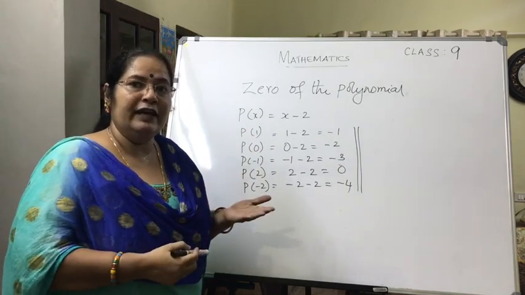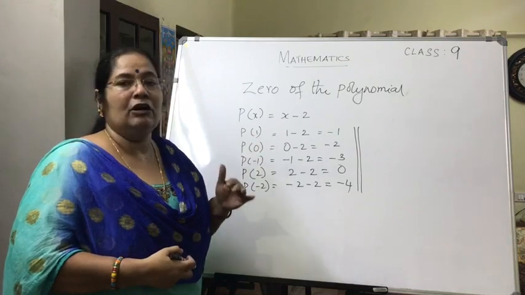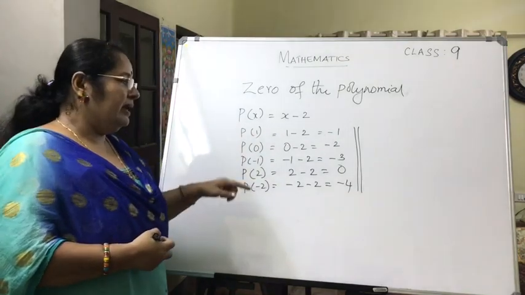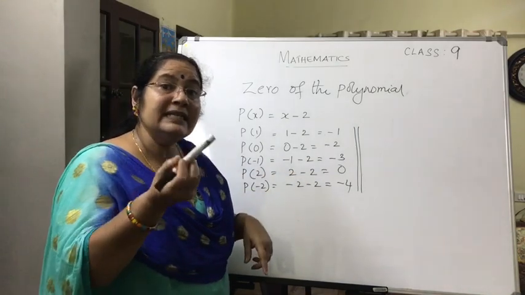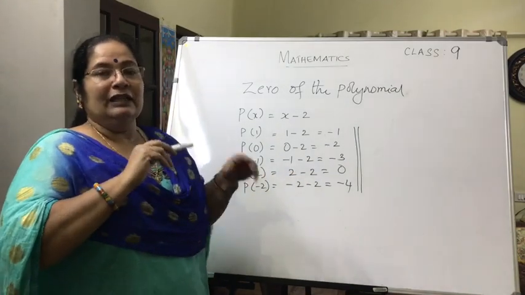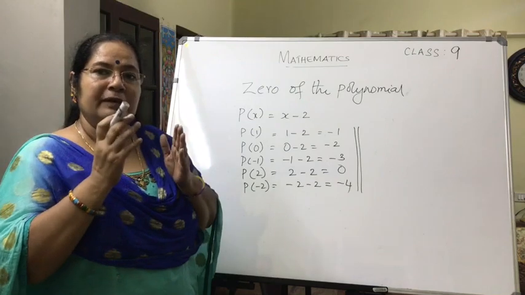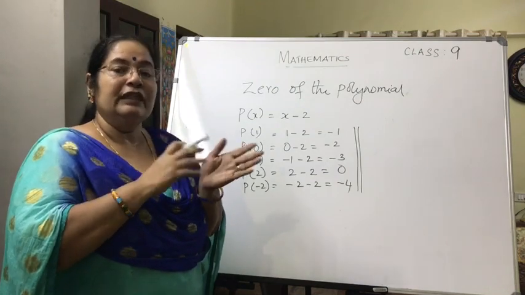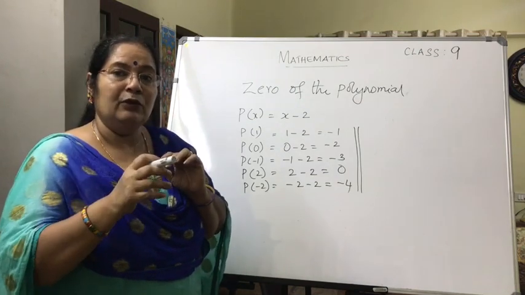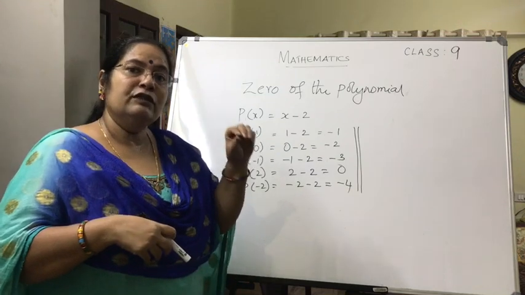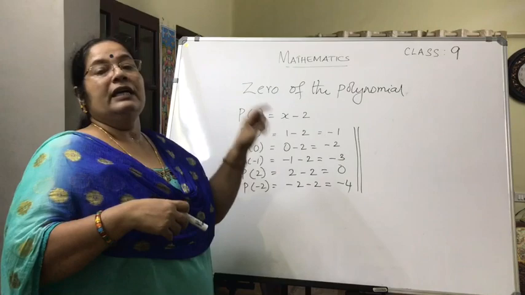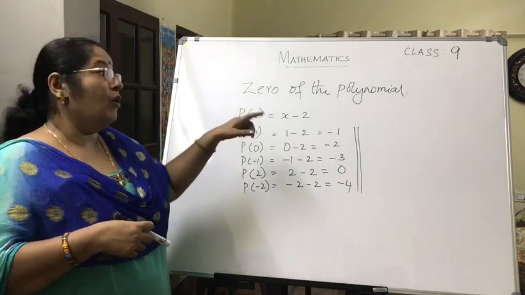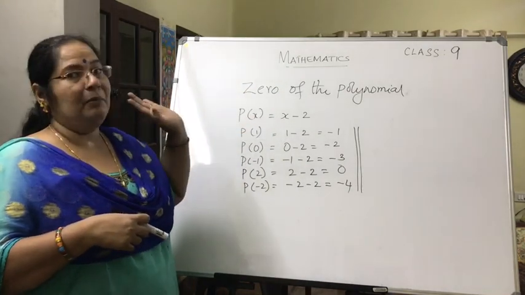Mathematically, how can you define it? It is a real constant which makes the value of the polynomial 0. When you substitute some value for the variable, the value of the polynomial becomes 0. What value of the variable makes the value of the polynomial 0 is called 0 of that particular polynomial.